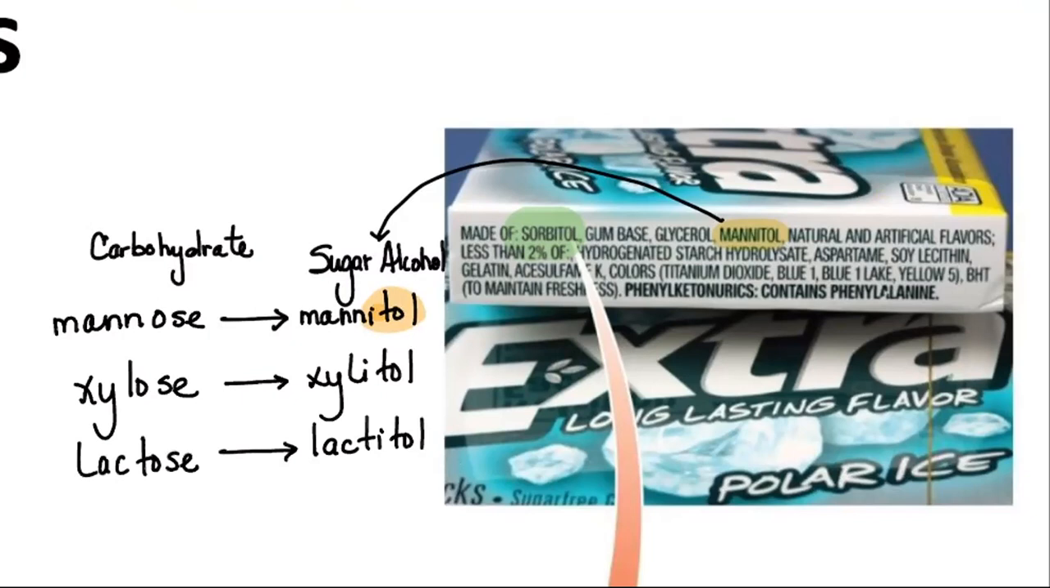Okay, so as you can see, we can go back and forth when it comes to this. I can give you the carbohydrate. Let's say that I give you erythrose. What is the sugar alcohol that is formed from erythrose? Exactly, erythritol.